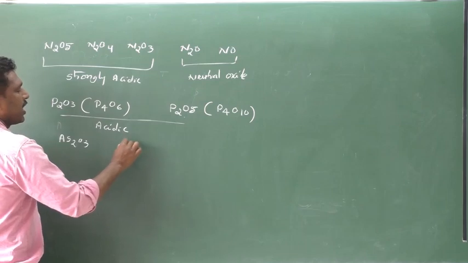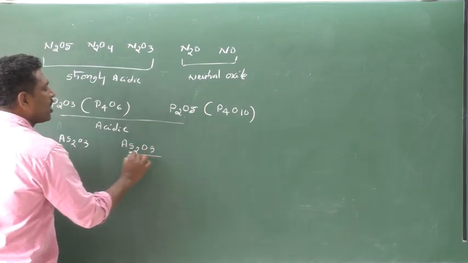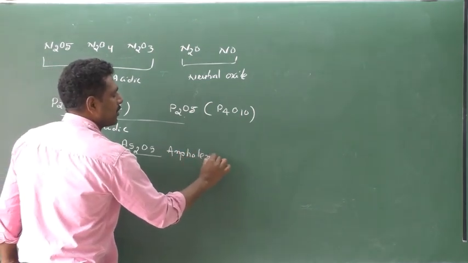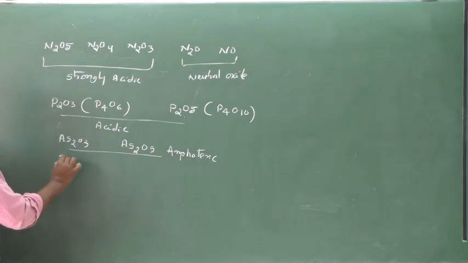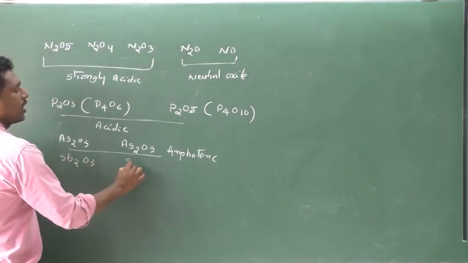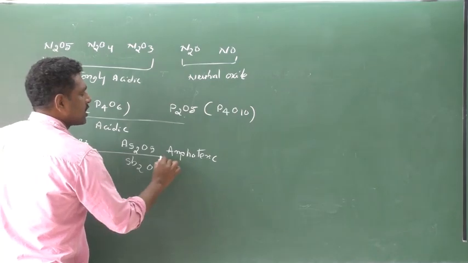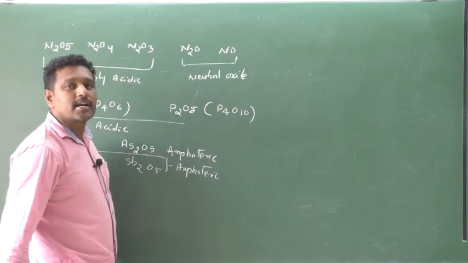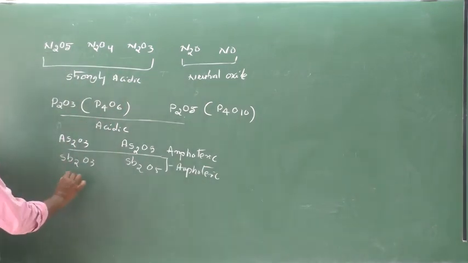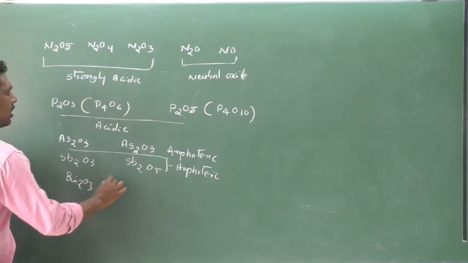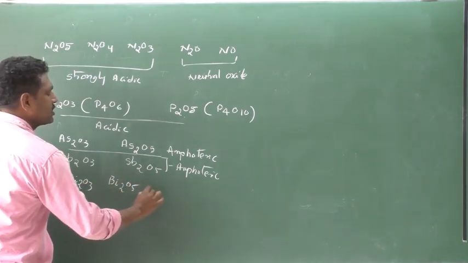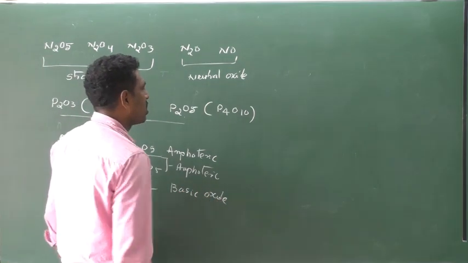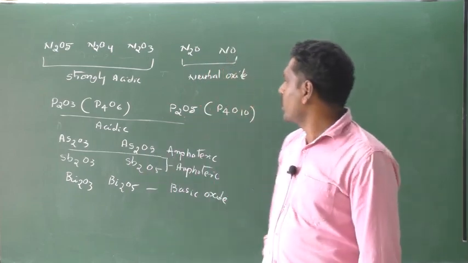After that, As2O3 and As2O5. These two are amphoteric in nature. Also Sb2O3, Sb2O5 are amphoteric. Amphoteric means they have both acidic and basic nature. After that, bismuth oxides Bi2O3, Bi2O5 are basic oxides.